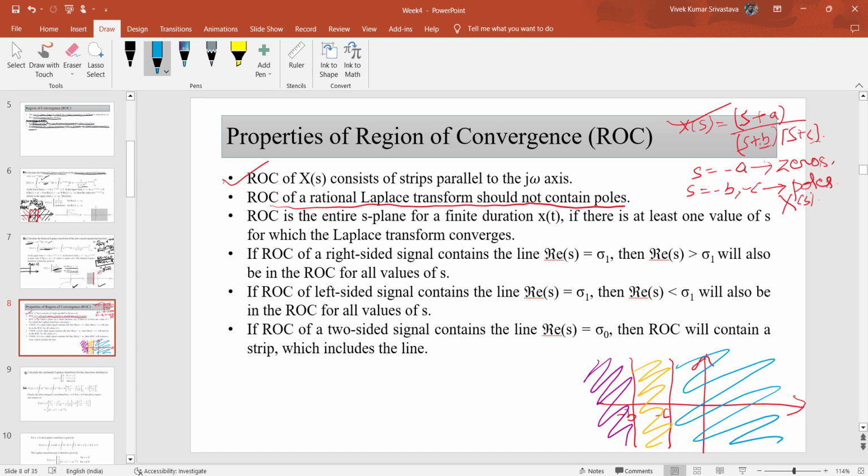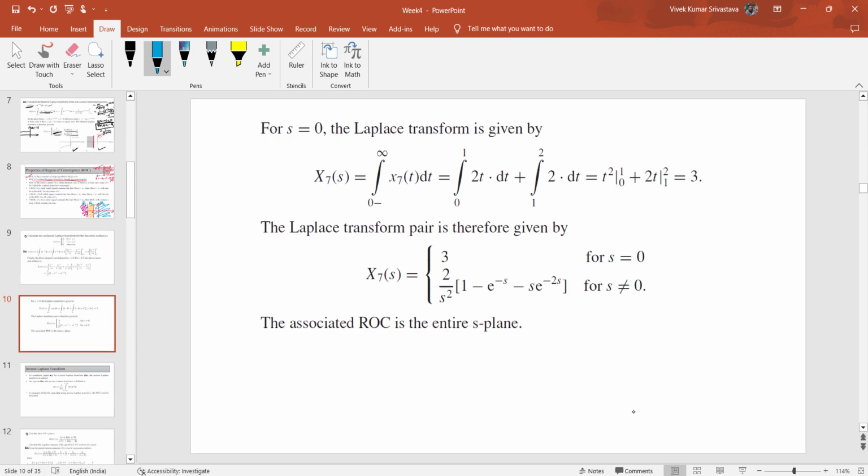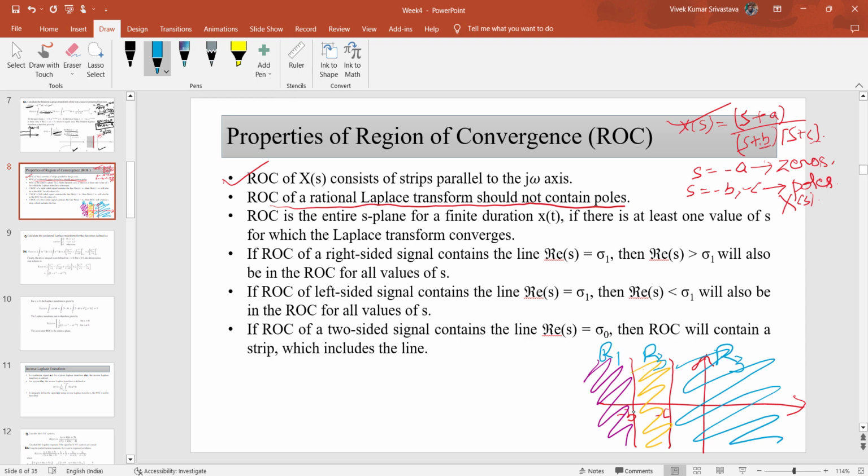From here we can see that for all three regions, we are not considering the poles. Apart from these poles we are considering the region. That's what this property states: the region of convergence should not contain any pole, because at that pole the value of X of s will be infinite. It is not defined at the pole, so that's why we are excluding it.